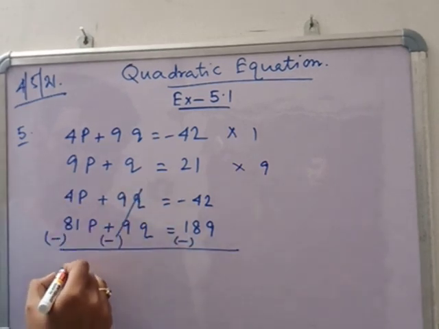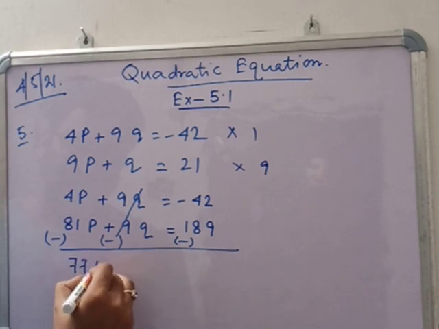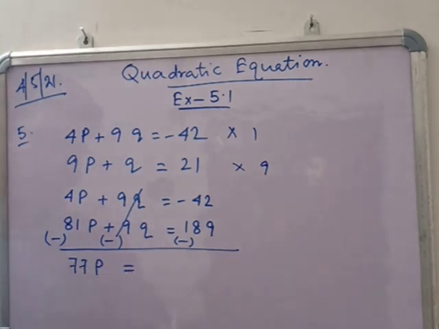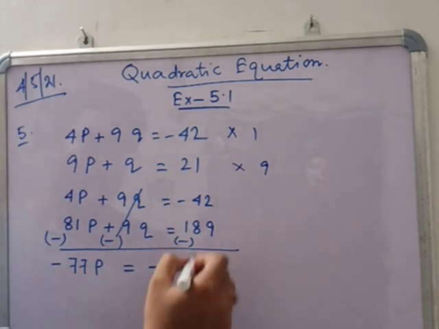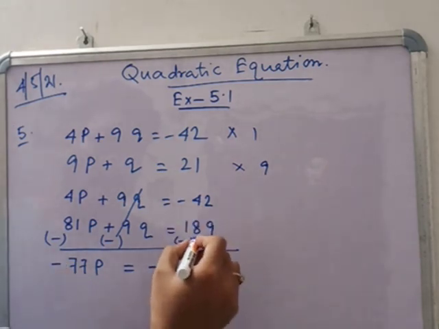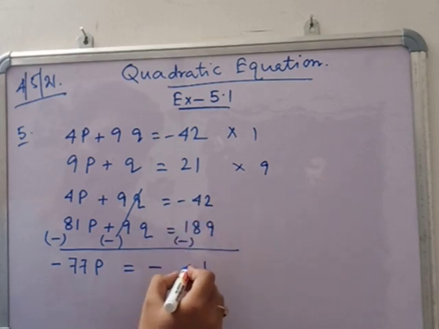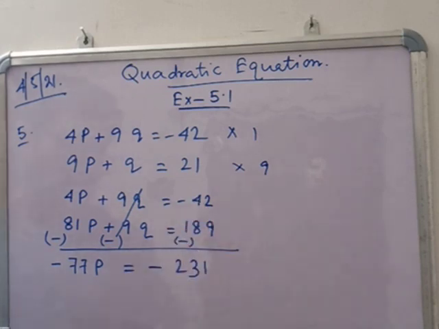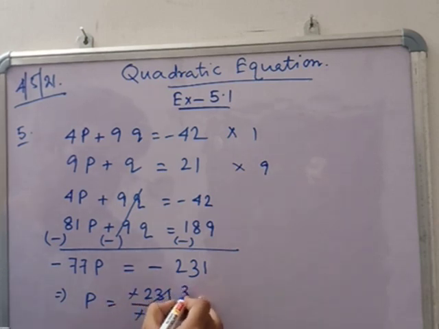The 9q cancelled. This is 77p equals minus 231. Okay, so this is minus 231. So p equals minus 231 by 77, minus and minus cancelled, and this is 3. So p equals 3 here.